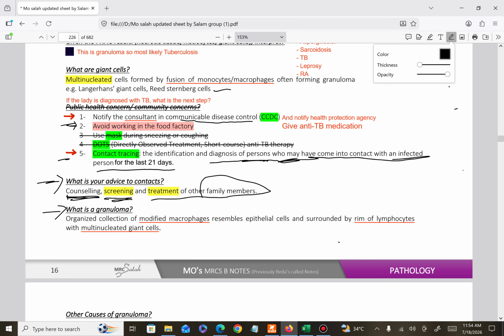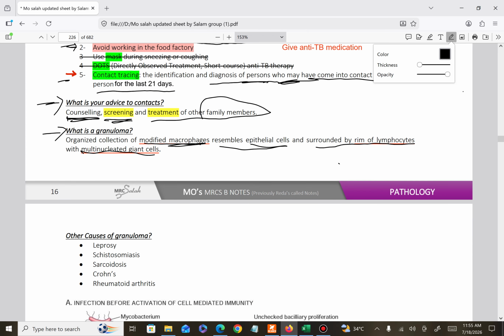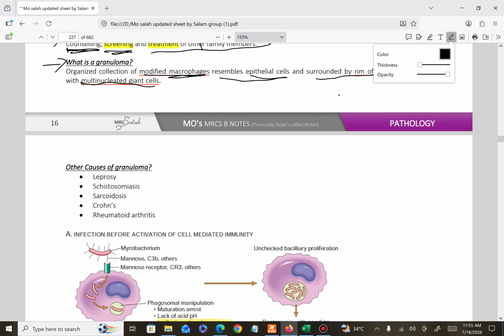Okay, then what is granuloma? Granuloma is an organized collection of modified macrophages. Basically these come from activated macrophages, which resemble epithelial cells and are surrounded by a rim of lymphocytes with multinucleated giant cells. In a later video I will show the structure of granuloma.